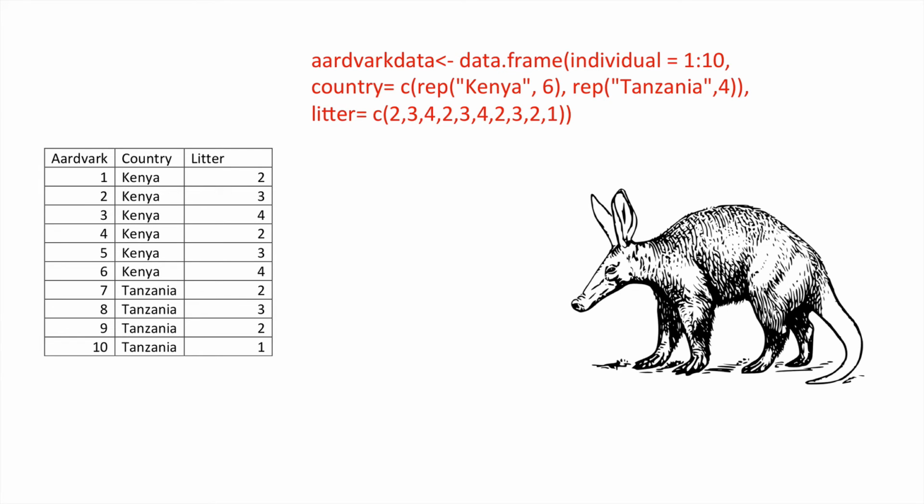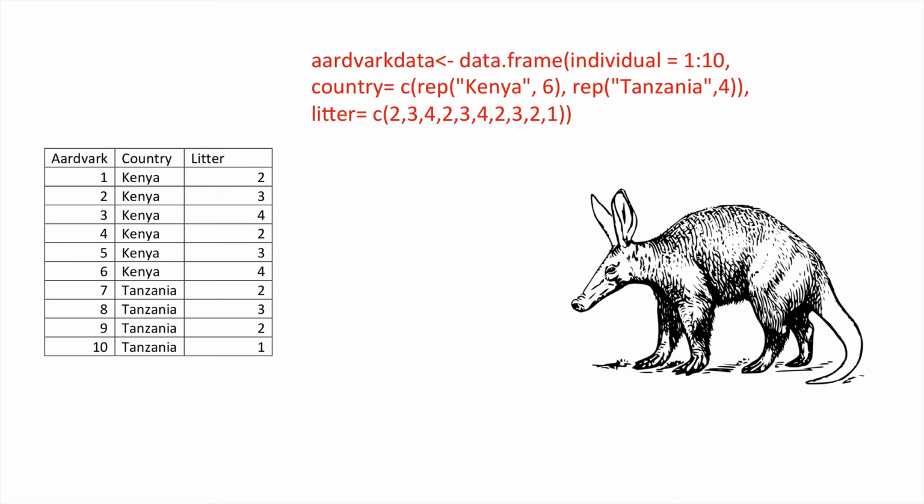Well, of course we could read it from a file if we choose, and later on we'll be looking at reading and writing files. But for now, let's just write it directly into R. So we'll say aardvark data is data frame. Well, we know that we're counting the individuals from 1 to 10, so a simple way is to say individual is equal to 1 to 10.